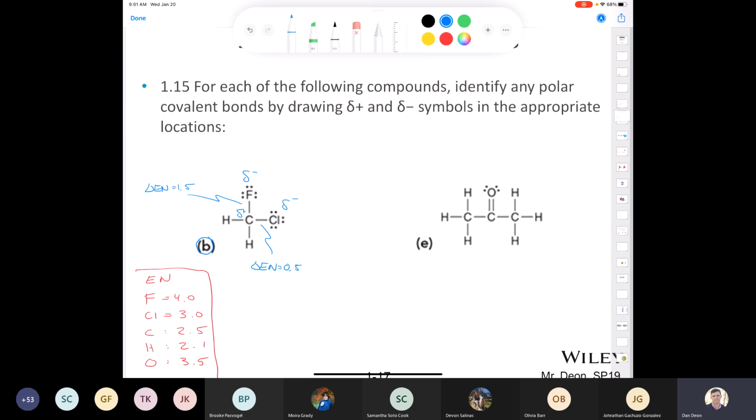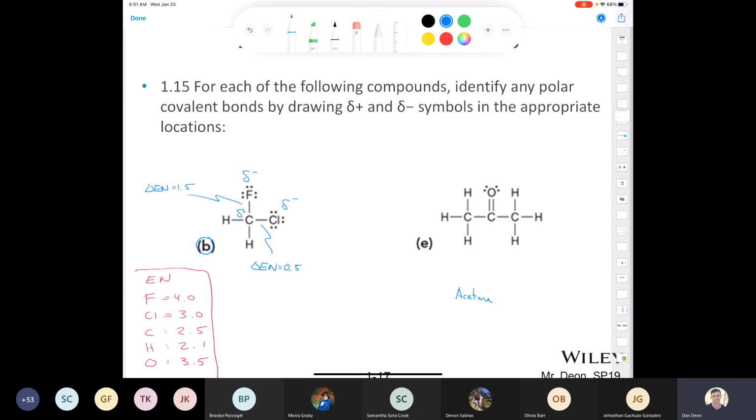Let's try the next one. This molecule is acetone. Again, you don't need to know the name of acetone right now, but in case anybody in the class has ever used acetone as a paint thinner maybe, or as a nail polish remover, well, now you know what the structure of acetone looks like. Could anybody tell me, is there a polar bond anywhere in acetone? Might there be? Yay or a nay?